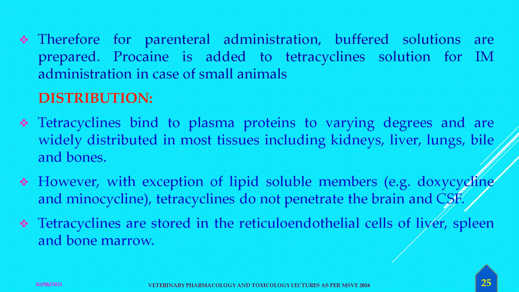Whereas these tetracyclines are not passing through the blood-brain barrier. The blood-brain barrier is not crossed by these drugs, so the penetration into cerebrospinal fluid is also very rare or low. Then the tetracyclines are stored in reticuloendothelial cells of the liver and also the cells of the spleen and bone marrow. All these are the storage sites where they are getting stored. The reticuloendothelial system, especially the cells of the liver and the cells of the spleen, many times become the storehouse of the different tetracyclines.